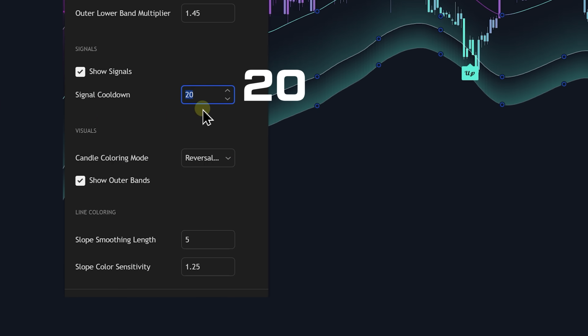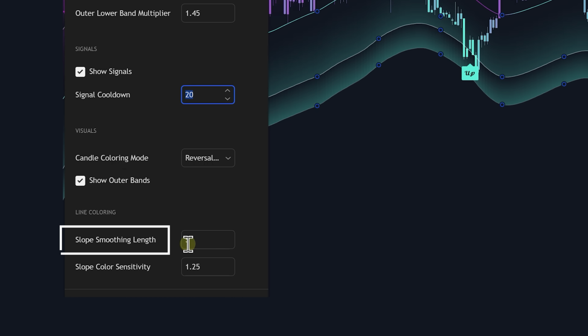The Show Outer Bands toggle displays or hides the extreme extension bands. We're gonna leave this enabled. Next is Slope Smoothing Length. This controls how much the slope of the liquid fair value line is smoothed before its color changes.